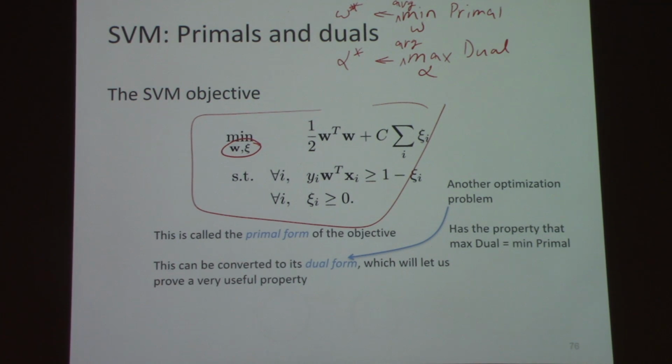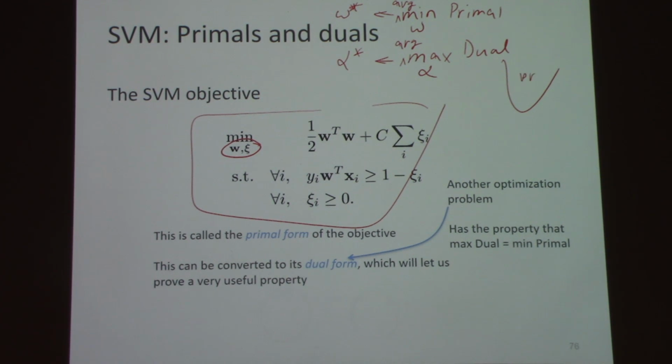The minimum value of the primal, not the argmin, but the actual minimum value of the primal, is equal to the maximum value of the dual. So in primals you're trying to go down a curve, and you're trying to get to the minimum. So you're trying to go down this sort of curve.